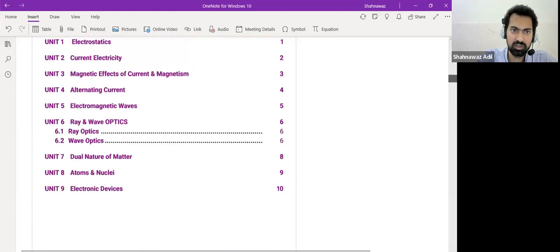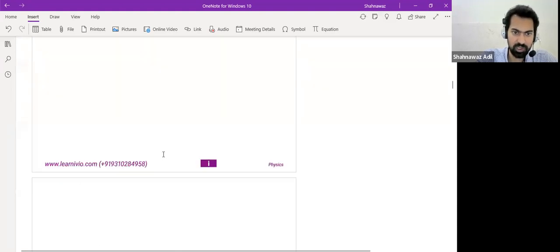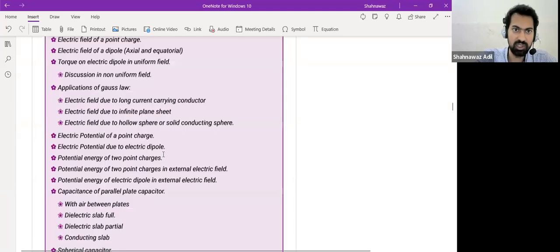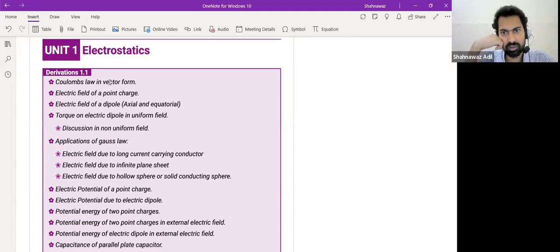So you have these three chapters, and just ignore all the rest. Up to units 1 and 2, these are the derivations in electrostatics. Coulomb's law in vector form. I haven't taught you all these, so you have to bear with me on the derivation part.